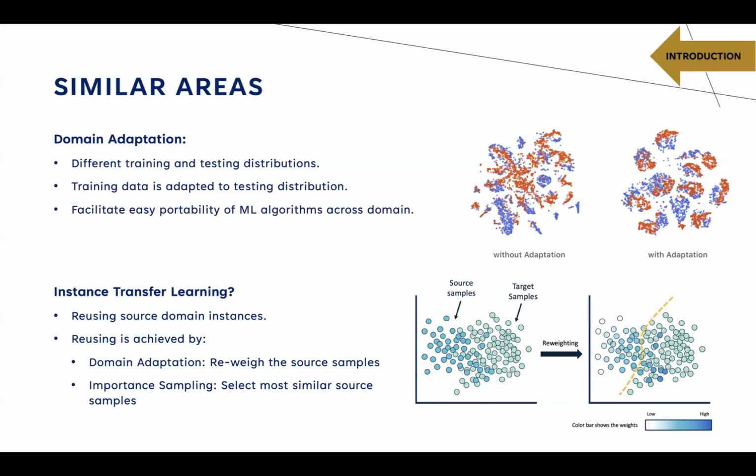Instance transfer learning is different from it. It takes your instances or samples from both domains and combines them. The way it combines them is it reweighs the source domain so that it is similar to the target domain, and then it combines the two domains. This reweighing is very important, and we also see this kind of reweighing in domain adaptation. So you can say that instance transfer learning and domain adaptation are very similar ideologies.